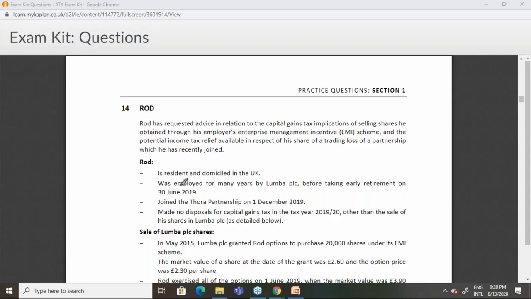Rod is resident and domiciled in the UK. He was employed for many years by Lumba PLC before taking early retirement. That's not relevant to our question. He joined the Torah partnership. Now, this is important: on the 1st of December 2019, he started the business.